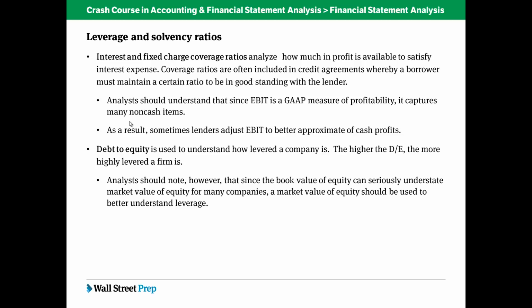The next ratio we talk about is debt to equity, which is used to understand how levered a company actually is. The higher the debt to equity ratio, the more highly levered a firm is. But analysts should note that since the book value of equity can seriously understate the market value of equity, and we've talked about this, the fact that Google, for example, when they issued their common equity at $85 a share, they can never write that up to fair value. The fact that Google shares are now trading at $1,500 doesn't actually affect the balance sheet in any way, because of the historical cost principle.